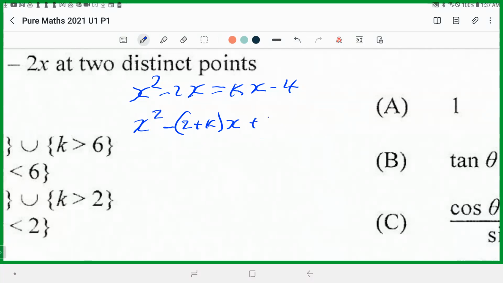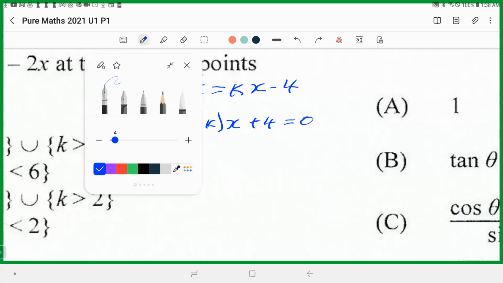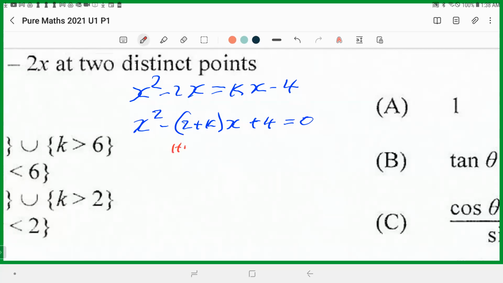positive 4 equals 0. Now, because the line and the curve intersect at 2 points, this equation that is searching for where they intersect has 2 distinct roots, because the line and the curve intersect at 2 distinct points. So this has 2 distinct, 2 different roots.